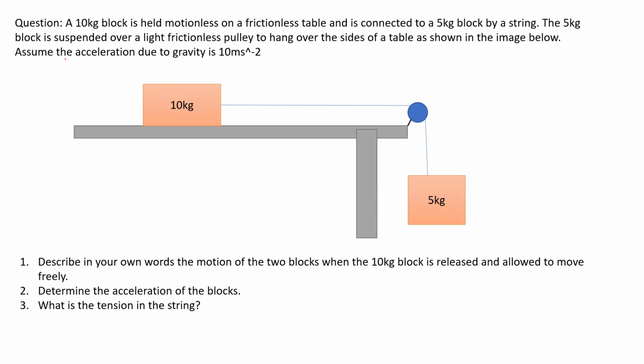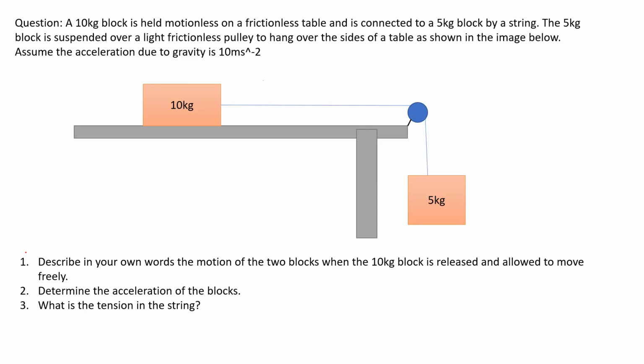Okay, so in this question, it says a 10 kilogram block is held motionless on a frictionless table and is connected to a 5 kilogram block by a string. The 5 kilogram block is suspended over a light frictionless pulley to hang over the sides of a table as shown in the image below. Assume the acceleration due to gravity is 10 meters per second squared.